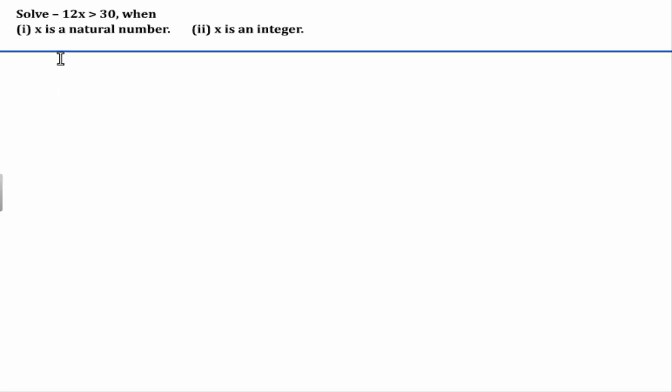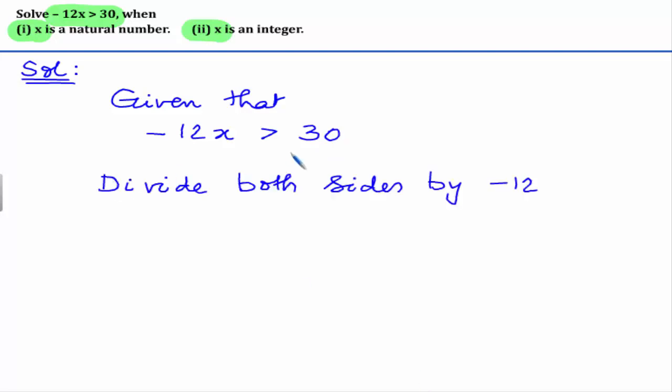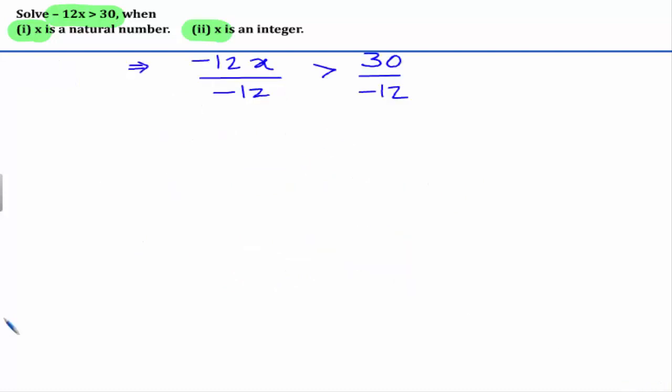In the given inequality, we have to find the value of x when x is a natural number and when x is an integer. Let us find the solution for this. Now the given inequality is -12x > 30. Let us divide both sides of the inequality by -12. So when we write -12x/-12 > 30/-12. Remember, when you are dividing both sides of an inequality by a negative quantity, then this symbol changes.